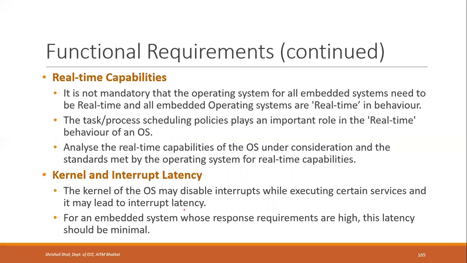Then the real-time capabilities. It is not mandatory that all operating systems for all embedded systems need to be real-time, and all embedded operating systems are not real-time in behavior. So we have seen this, right? Every time we do not need a real-time operating system. Based on our requirements, the task or process scheduling policies play an important role in the real-time behavior of an operating system. You should analyze the real-time capabilities of the OS under consideration and the standards met by the operating system for real-time capabilities. Okay.